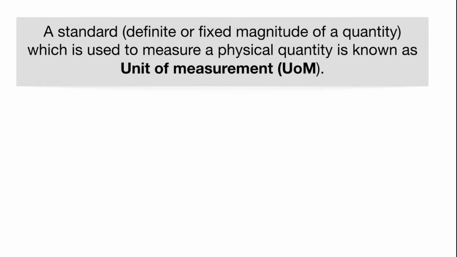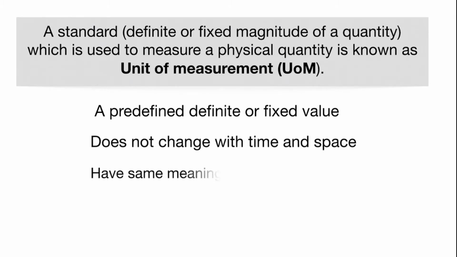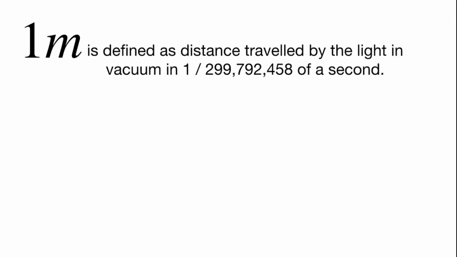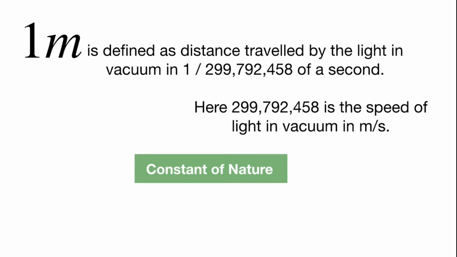A unit of measurement must have a predefined or fixed value which does not change with time and space and has the same meaning across the world. 1 meter is defined as the distance traveled by light in vacuum in 1 by 299,792,458th fraction of a second. Here this big number is the speed of light in vacuum in meters per second. The speed of light in vacuum always remains the same and is known as a constant of nature.